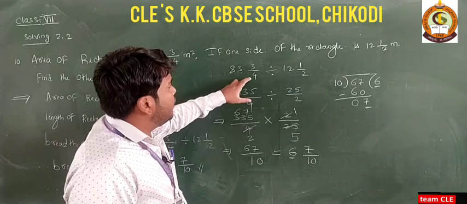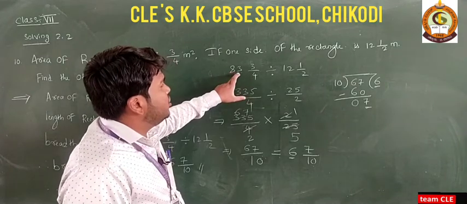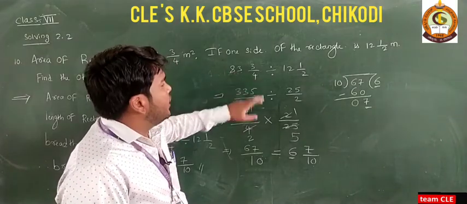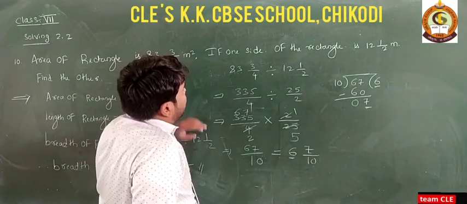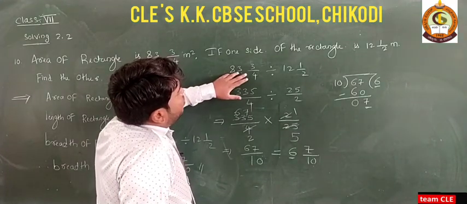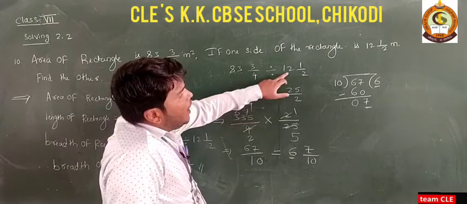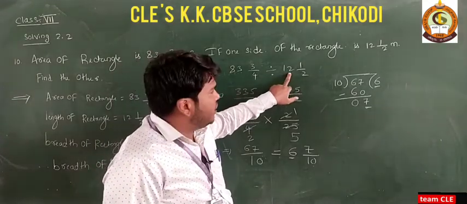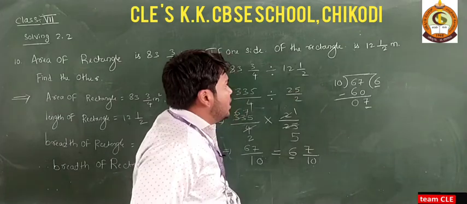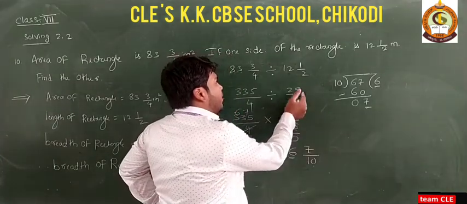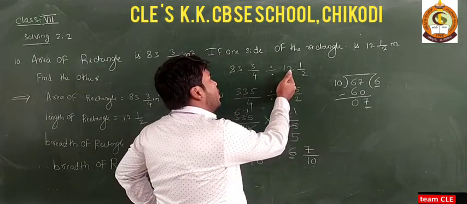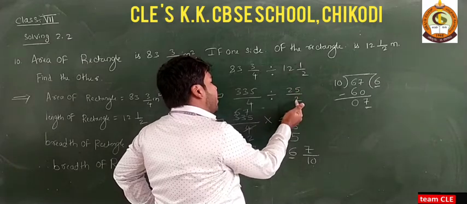So I converted this into an improper fraction, which means 83 you should multiply with 4. You are getting 332, plus 3 if you do, you are getting 335 by 4, divided by, again this is in the form of a mixed fraction, that is 12 integer 1 by 2. You convert it in the form of an improper fraction, which means 2 12s are 24, 24 plus 1 is 25 by 2.